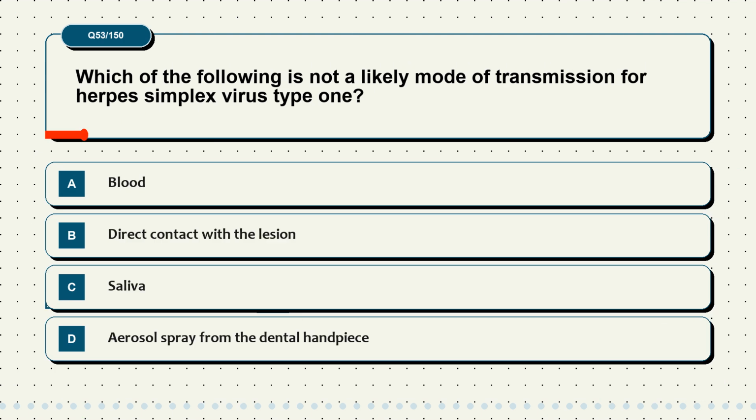Question 53. Which of the following is not a likely mode of transmission for herpes simplex virus type 1? Here are the options. Option A, blood. Option B, direct contact with a lesion. Option C, saliva. Option D, aerosol spray from the dental handpiece.